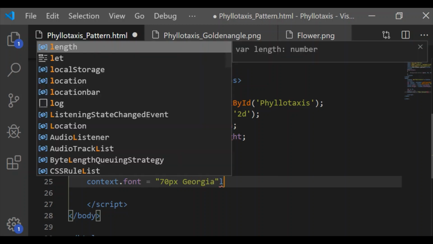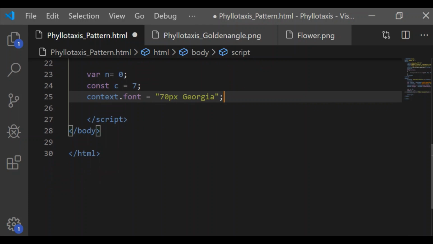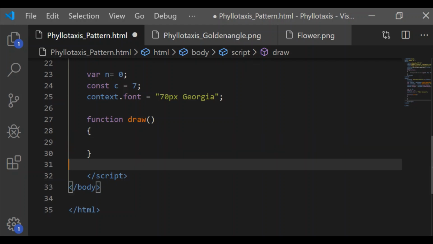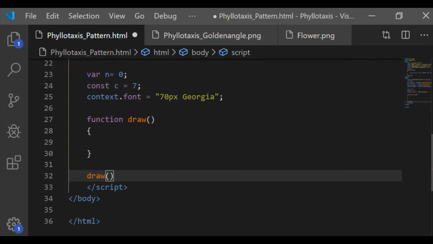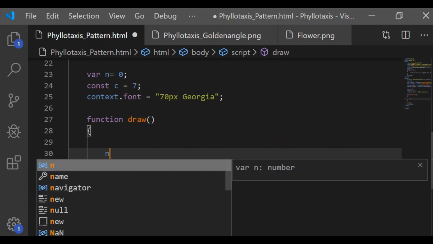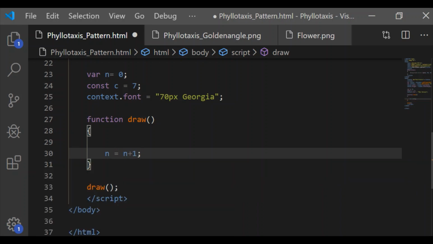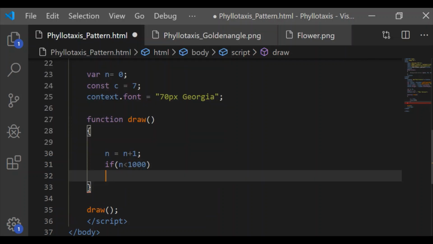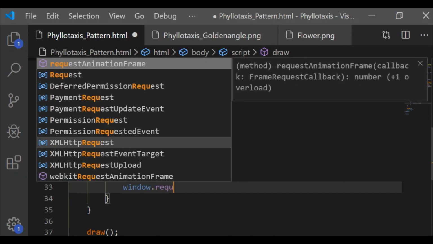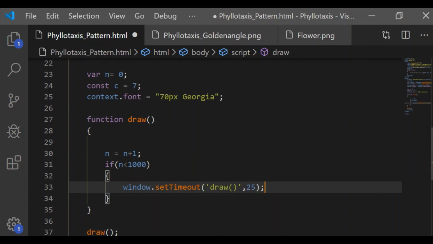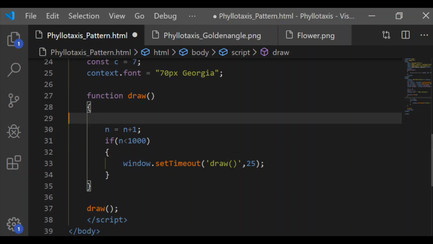Let us have the variable initialized here with n as 0, because n is the number of dots that we are going to draw to get the Phyllotaxis pattern. First let me declare the constant c as 7, and I am also setting the font for our context. Let me call a function draw. At first let me increment n every time this function is called, until n is less than 1000. On reaching 1000, let us not call the timer. So until n is less than 1000, we will call this function draw recursively once in 25 milliseconds.